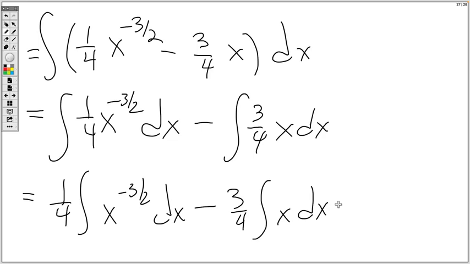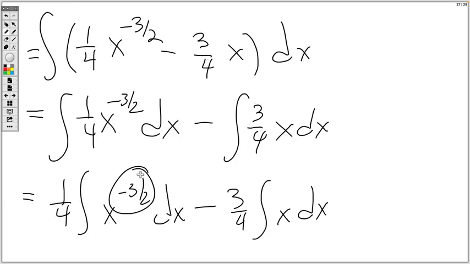And now I can hit it with the power rule. All right, here we go. We've got x to the minus 3 halves power. When you integrate, it's the derivative backwards. So instead of subtracting 1, I'm going to be doing what? Adding 1. When you add 1 to negative 3 halves, what do you get?